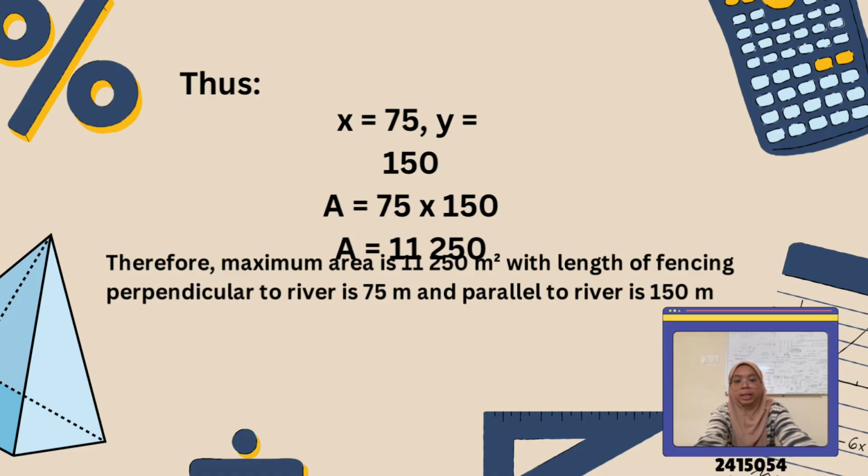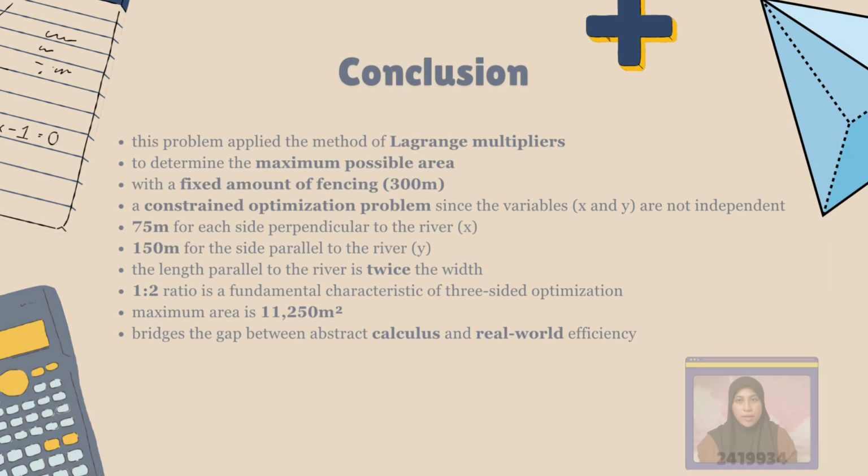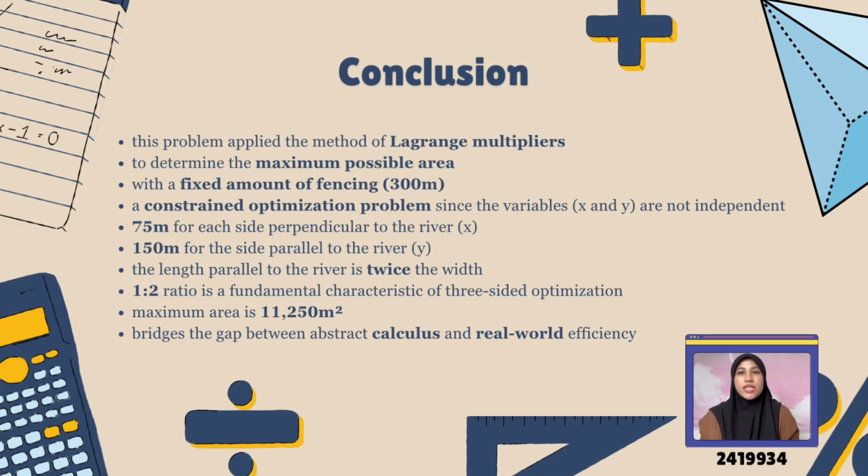We get A equal to 11,250. Therefore, the maximum area is achieved when the length of fencing perpendicular to the river is 75 meters and the length parallel to the river is 150 meters. This confirms that the Lagrange multiplier method successfully determines the optimal dimensions under the given constraint. For my part, I will be concluding today's problem.